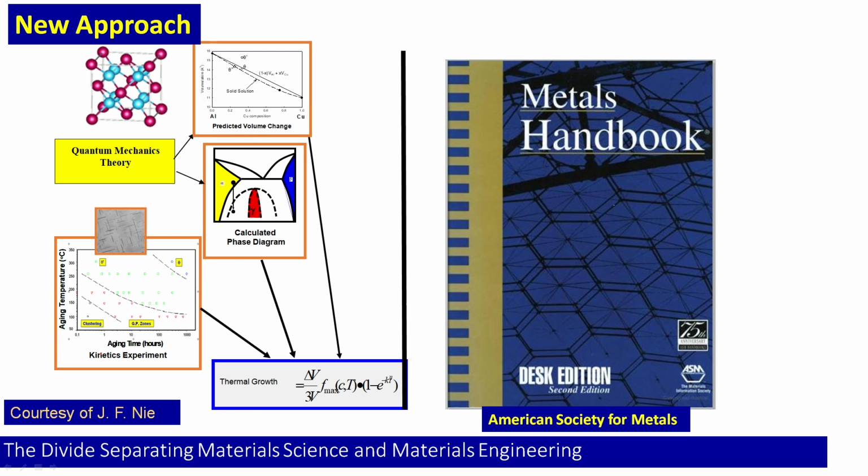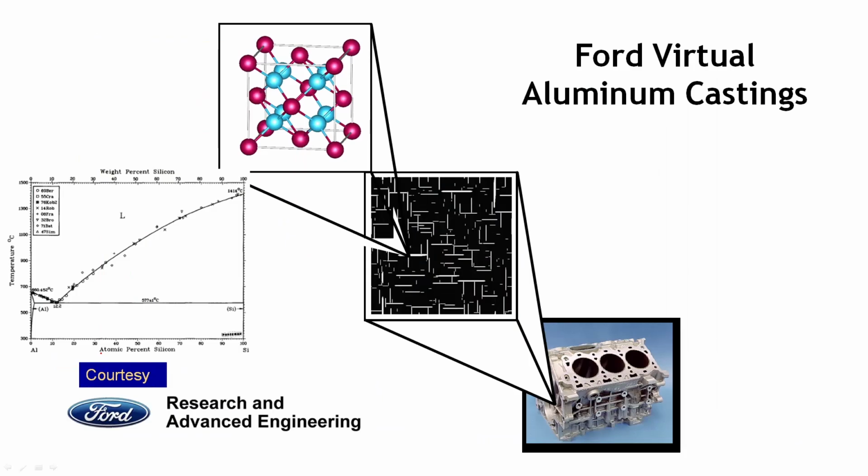And as many of you know, the American Society for Metals has produced various kinds of metal handbooks, and these metal handbooks will give you a lot of different kinds of data, and these data are very useful for various purposes. So, one example to give you an idea is a cylinder block. This is a car engine, okay.